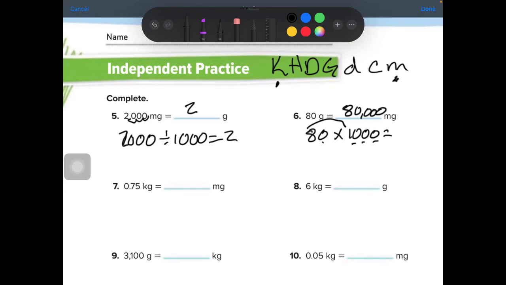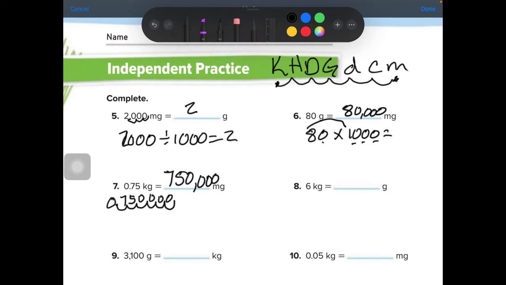Whoa, cleared the other end. So we're going from kilograms to milligrams. We're going right 1, 2, 3, 4, 5, 6. So 0.75, 1, 2, 3, 4, 5, 6, placeholder zeros. So our answer is going to be 750,000 milligrams.